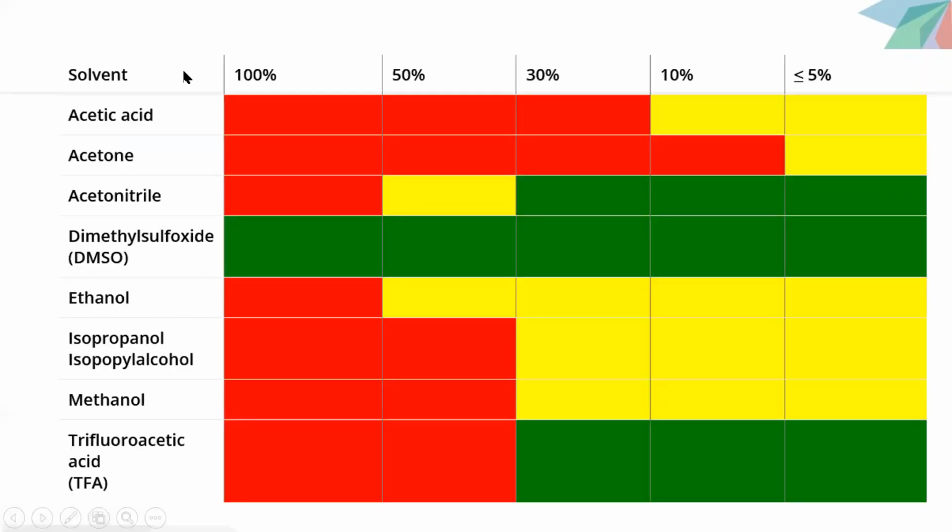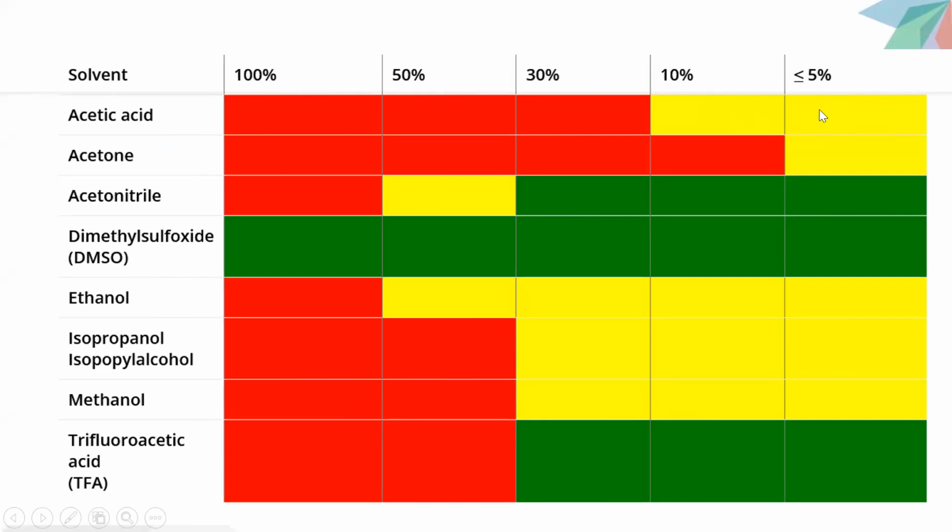In this table, you can see different types of solvents, from acetic acid to trifluoroacetic acid, with different concentrations from below 5% to 100%, and three colors: red, yellow, and green. The red color represents that this organic solvent cannot be dried in the freeze dryer at the concentration demonstrated by this color. Why? Due to the melting of this solvent and of other constituents inside the sample.